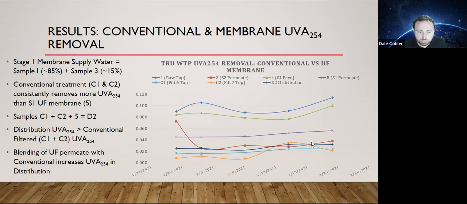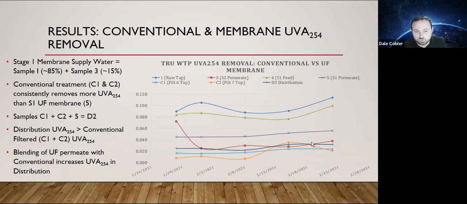Samples C1, the light blue, and C2, the orange, were both located in the conventional system and reflect filtered water post-coagulation. The conventional treatment plant demonstrated consistent removal of organics from the raw water. The C1 and C2 samples are comparable to sample 4, which is again the green line, in the 1st stage UF membrane plant. However, the supply water to the 1st stage UF membrane system is a blend of 85% of sample number 1, which is the dark blue line at the top, with 15% of sample number 3, which is the red line, which does fit in there as you would expect.